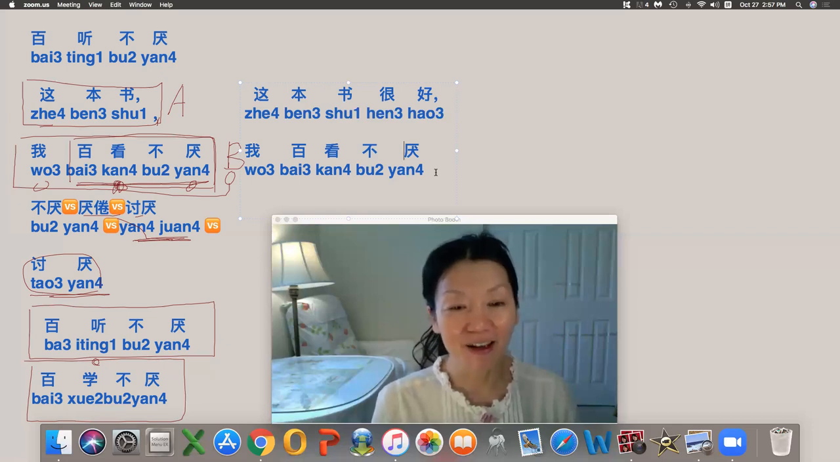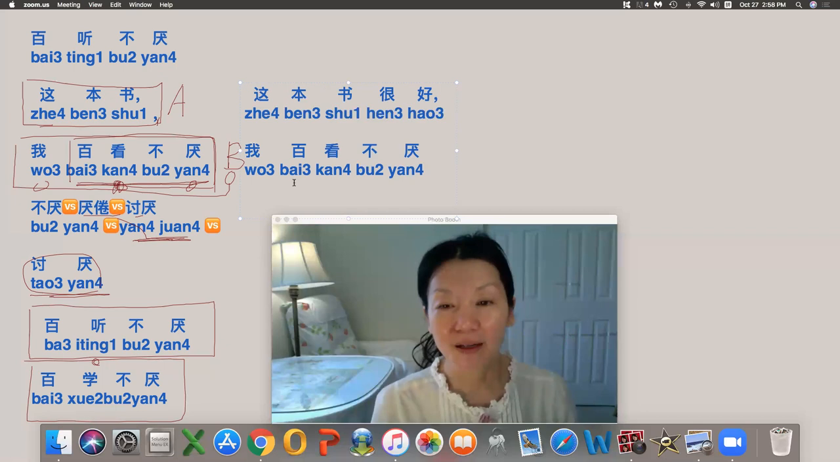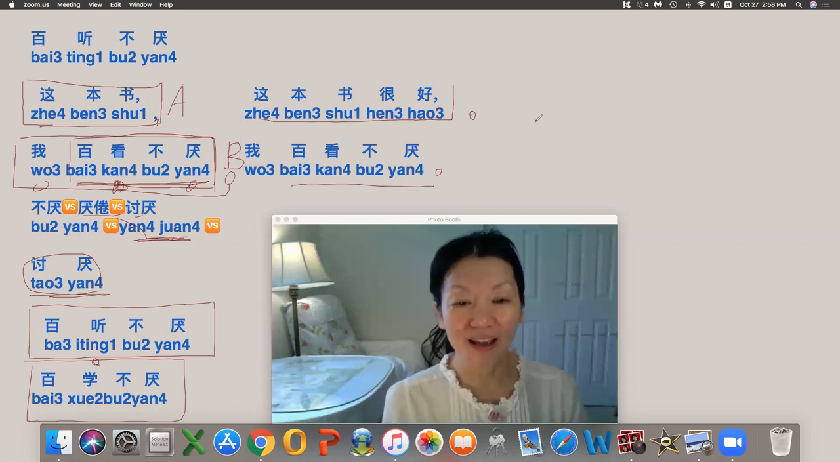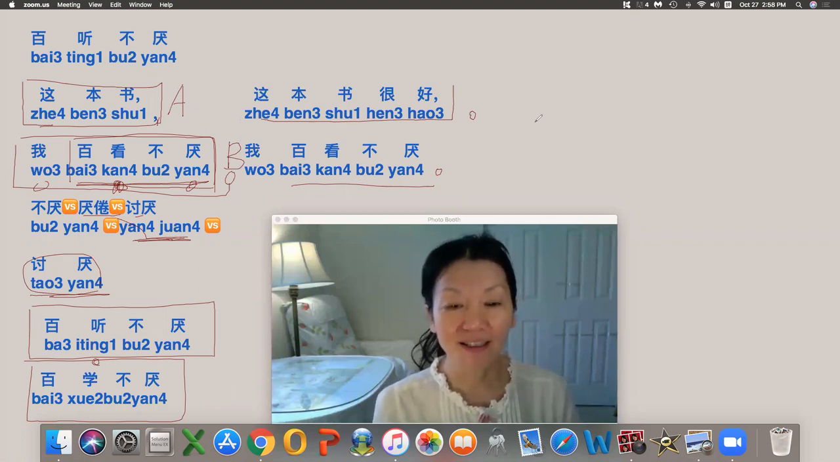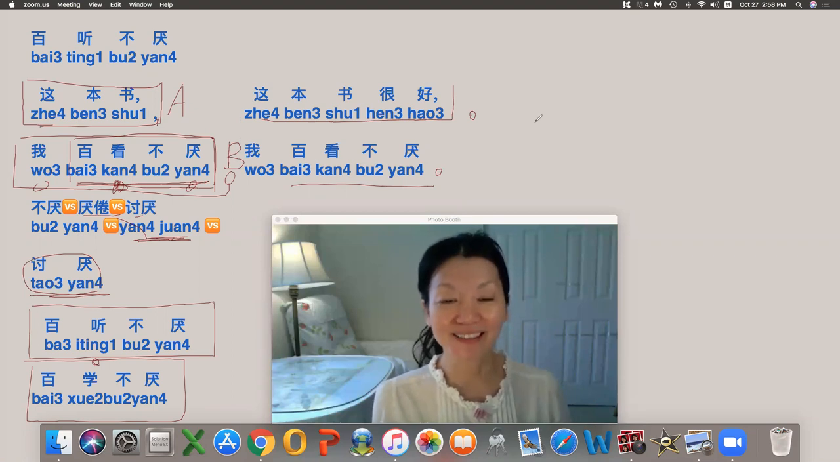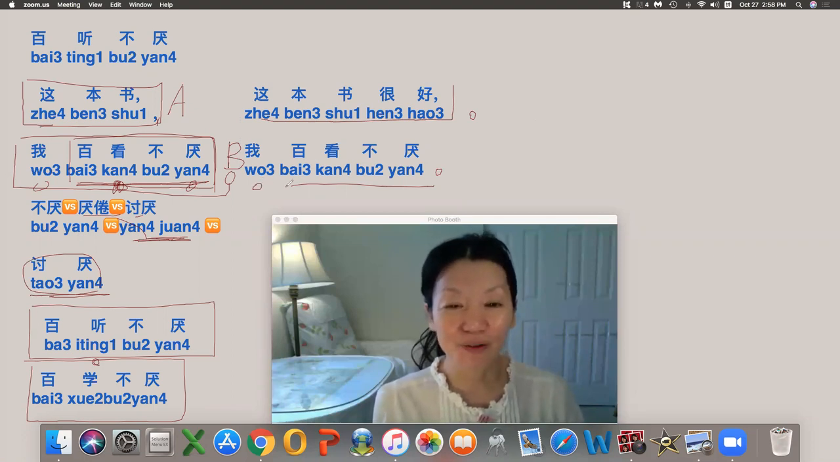Then I really like it. 我百看不厌. I just put the idiom at the end of the sentence. I can finish here. I can say 这本书很好, this book is a nice book, and that's it. Then if you want more emphasis, how much you really like it, you can say, oh, my favorite. 我百看不厌, never tired of reading.